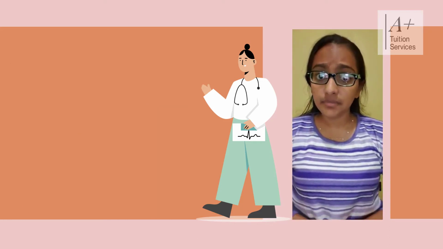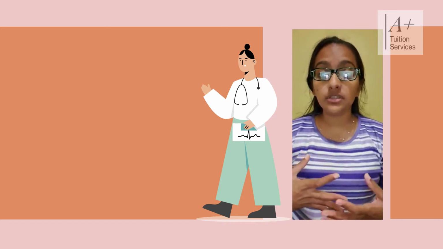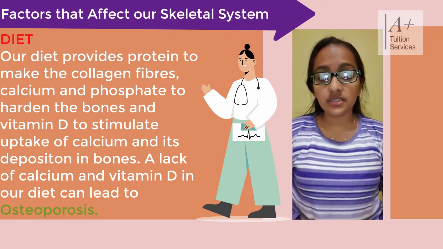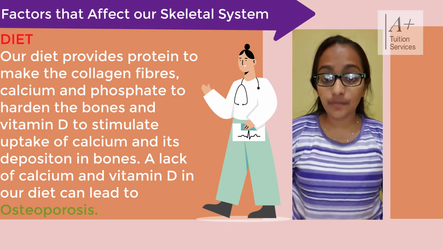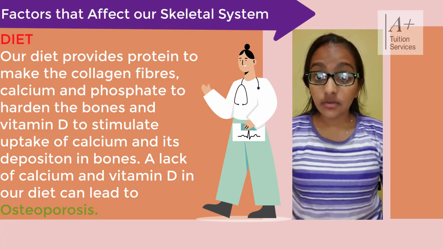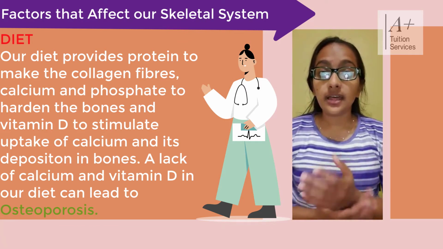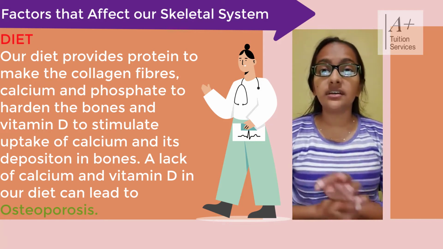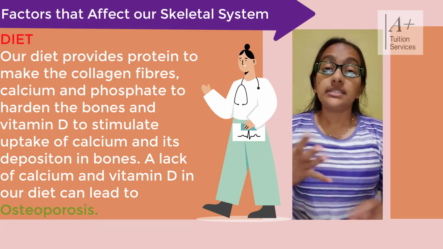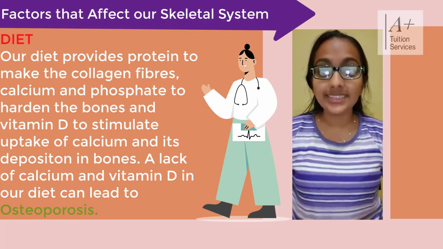Muscles need to be kept in good condition if support is to be provided properly to your body. So factors that can affect the skeletal system play an important role here. Our diet, which provides protein to make collagen fibers, calcium and phosphates, which are used to harden bones, and vitamin D, which stimulates the uptake of calcium and its deposition in bones, is needed in our diet.